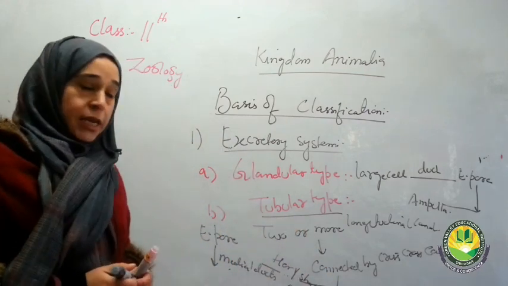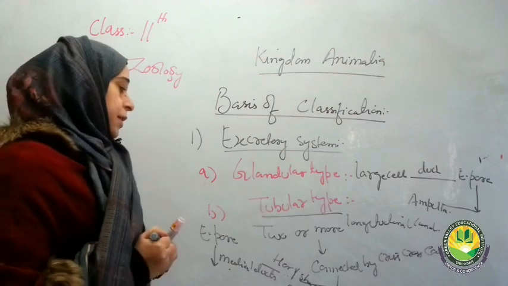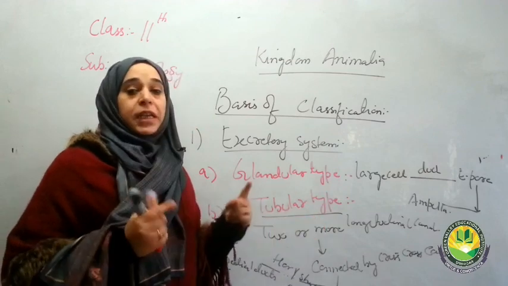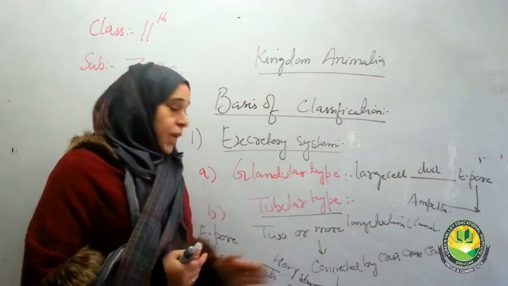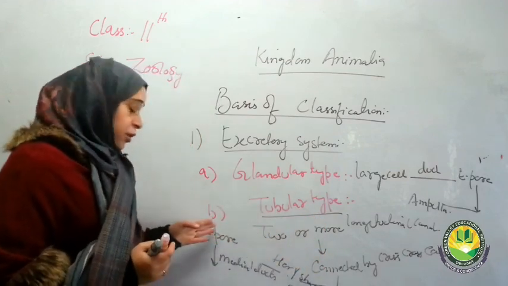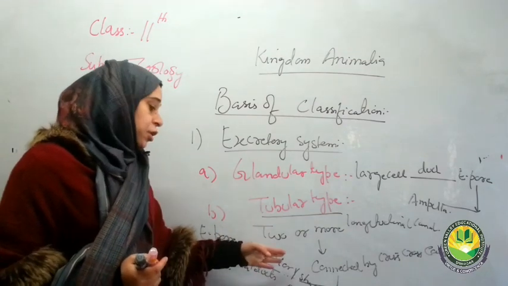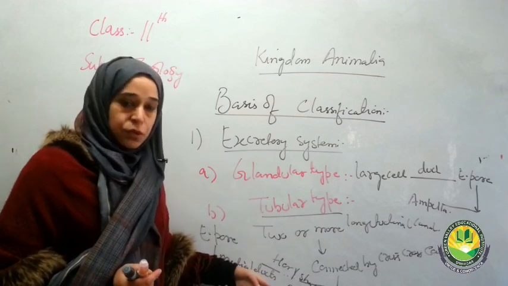I am repeating it once again. When we talk about the tubular type, here there is the presence of two or more longitudinal canals. These canals are interconnected by crisscross canals. Then these crisscross canals open into the excretory pore with the presence of a medial duct, thus leading to the formation of H or Y-shaped excretory systems.